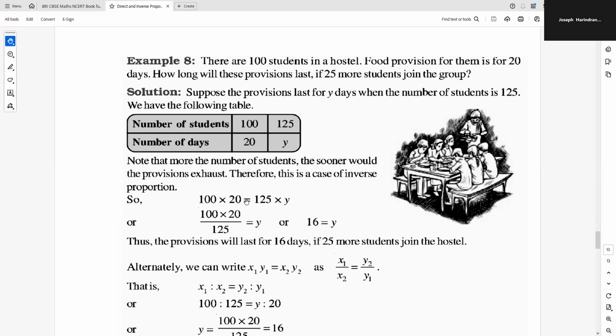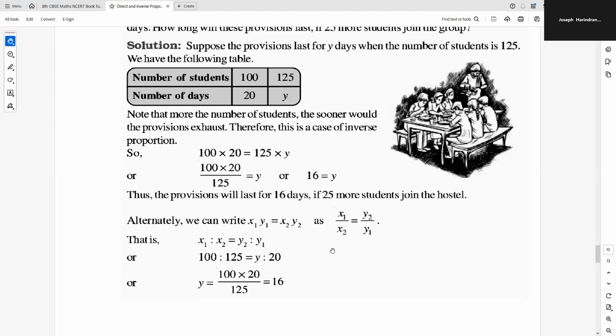Now we just multiply these two. First column, number of students into number of days. 100 into 20 is equal to, again, number of students into number of days, 125 into Y. So 125 into Y is equal to 100 into 20. Thereby, we solve for Y is equal to 100 into 20 divided by 125, which is equal to 16. Y is equal to 16. So the provision will last for only 16 days if 25 more students join.